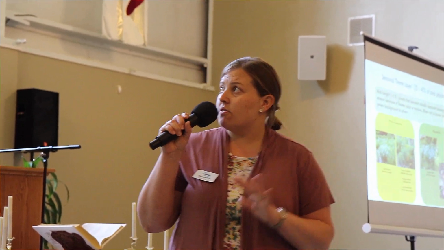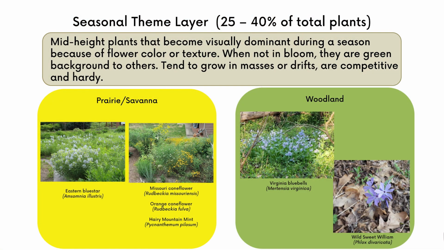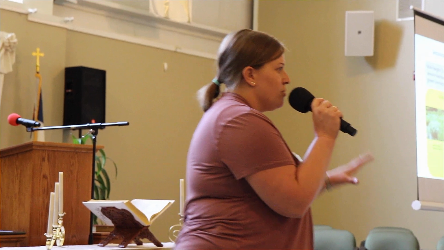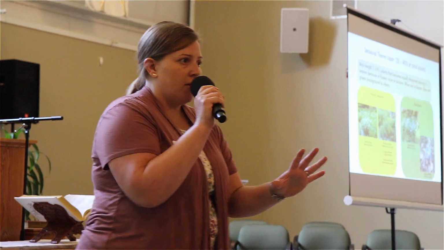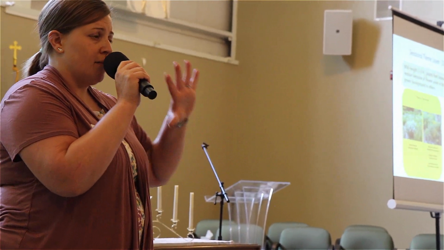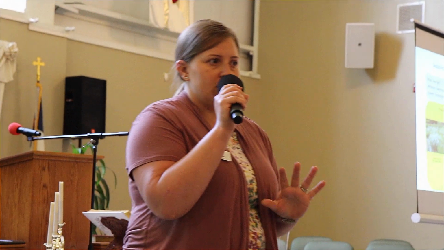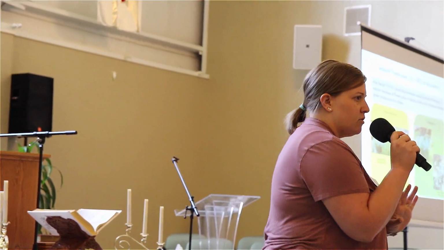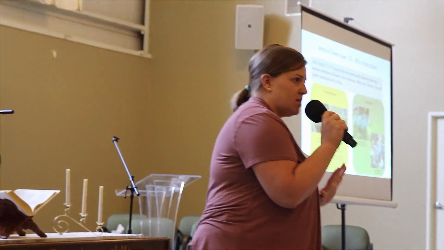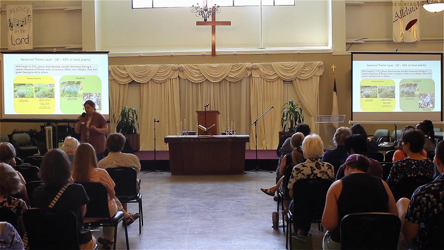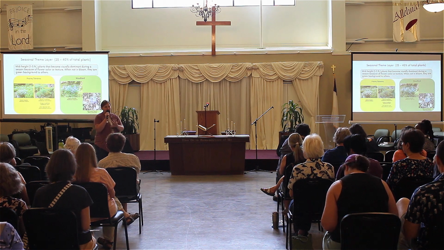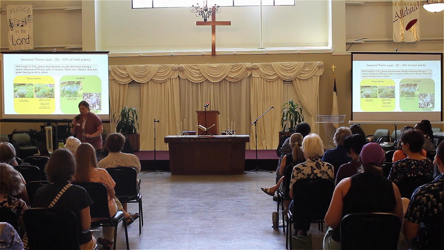So the next layer is your seasonal theme layer. These are species that are relatively mid-height to your structural species, and plants that become visually dominant during a certain part of the year. And so things like eastern blue star, which we talked about last time, is a spring blooming species, and it creates a lot of color, and then it stops blooming, and it becomes green background for everything else. So these are the species that come in, hey, wow, I'm here, and then lose their bloom, but they're still there. They are the green backdrop to everything else. And you want about 25 to 40% of your total plants to be those seasonal wow factors.